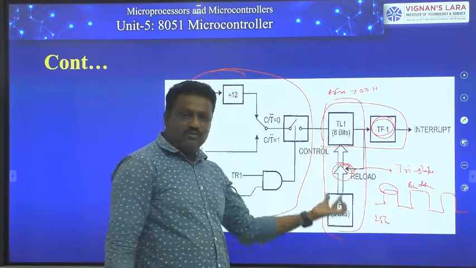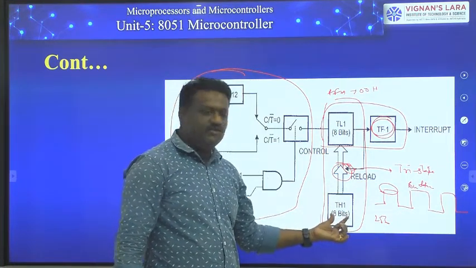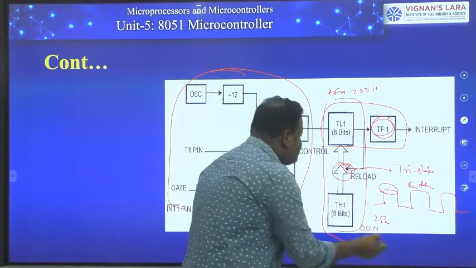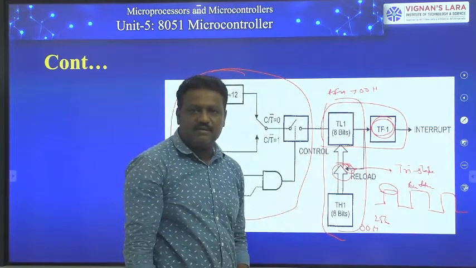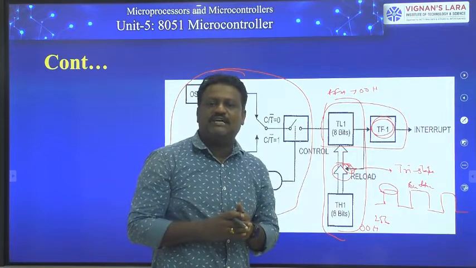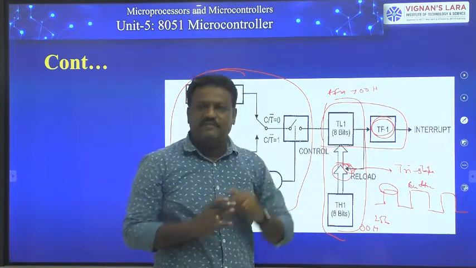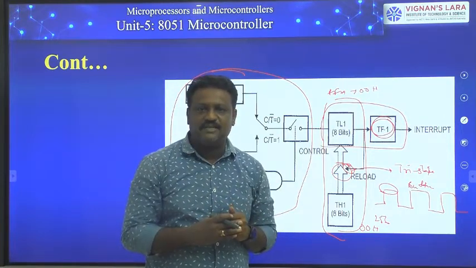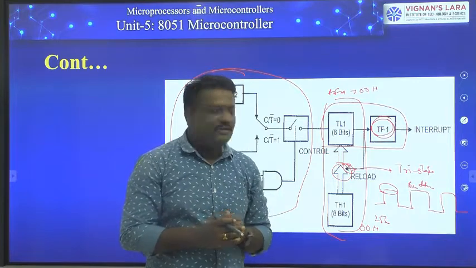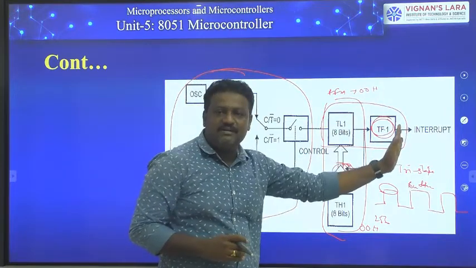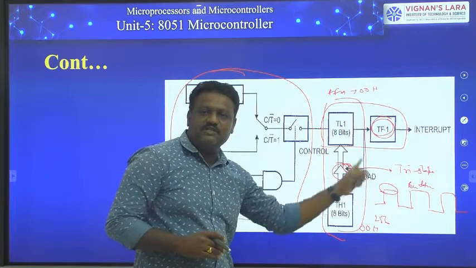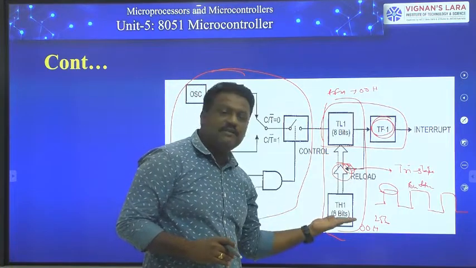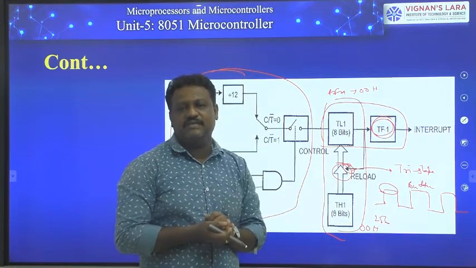That time, what I have to do is, initially I was loading this TH1 with 00H. The same value is applied to TL1. It started counting from 00H onwards and reaches FFH. The time it receives one more clock pulse, the content rolls over, and you get the overflow condition. The same thing acts as the enable signal for this tri-state buffer. Then the value of TH is transferred to TL.